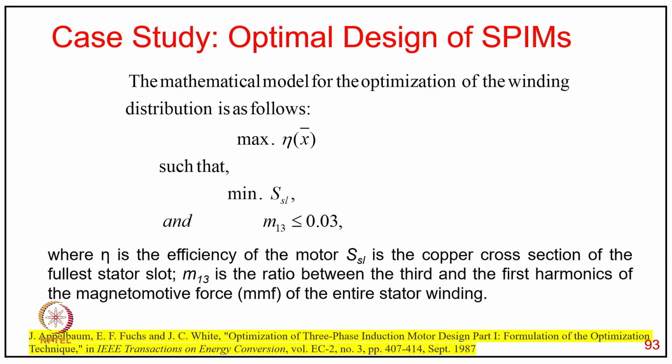So the mathematical model for optimization of the winding distribution can be stated as follows: maximize eta as a function of x, such that the minimum of SL and M13 is less than 0.3, where eta is the efficiency. SL is the copper losses in the stator slot. M3 is the ratio between the third and the first harmonics of the MMF of the entire stator winding.